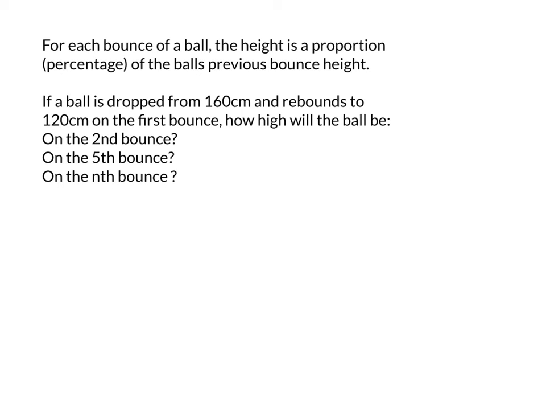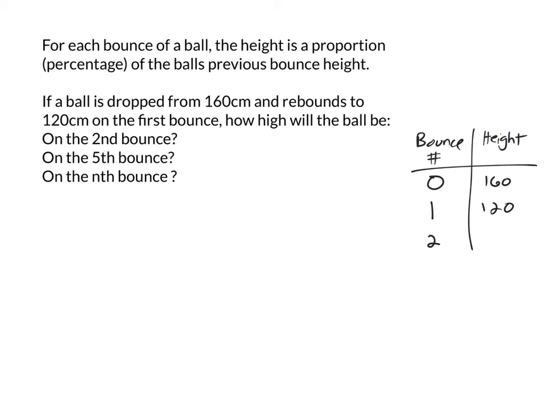I'm going to make a table to kind of keep my information organized. I'm going to do bounce number and height. So if the bounce number is 0, because I haven't bounced it, it's 160 centimeters. On the first bounce, it rebounds to 120 centimeters. We're thinking about 2 and so on, and we don't actually have to continue this.